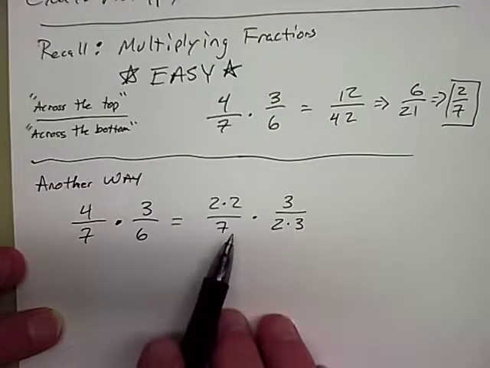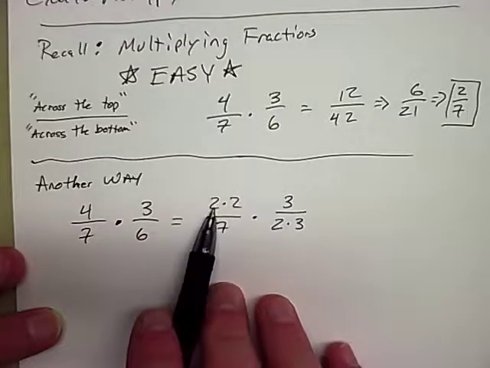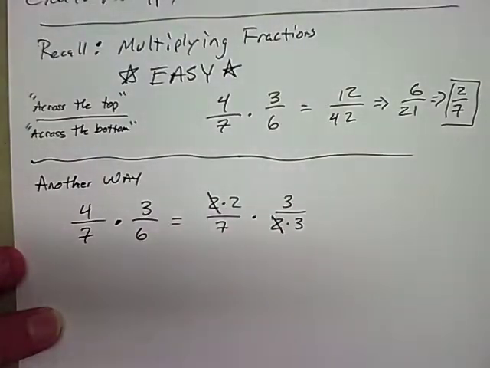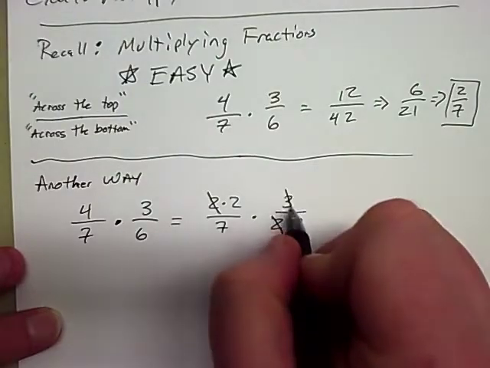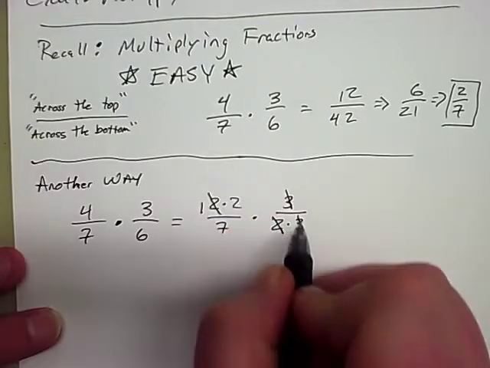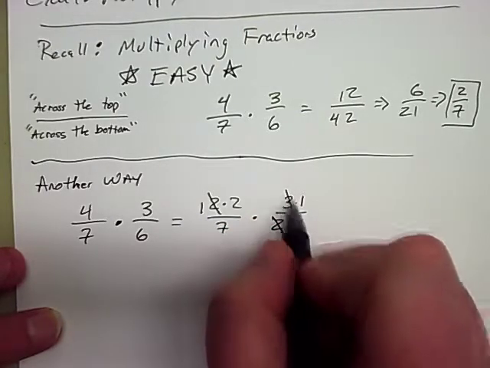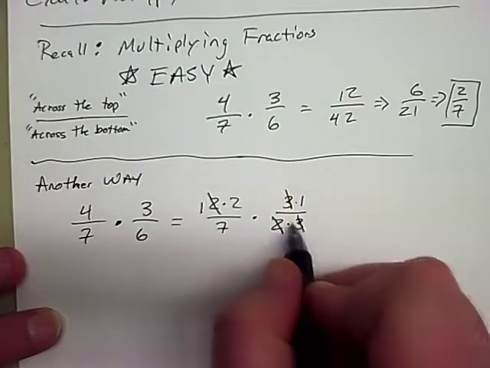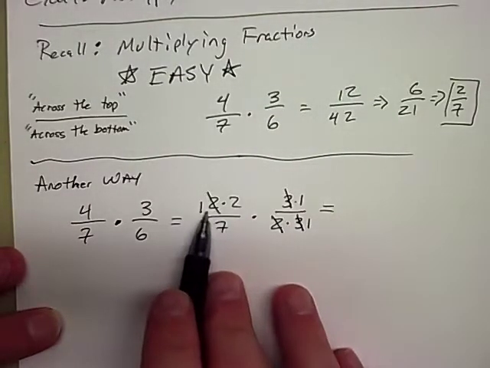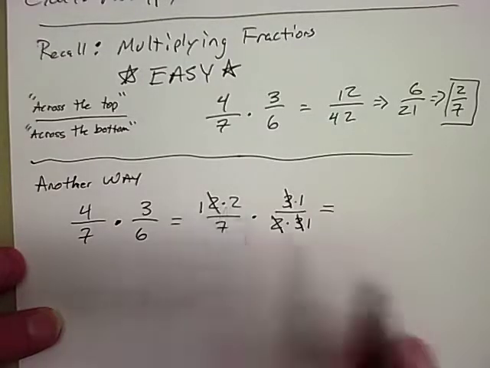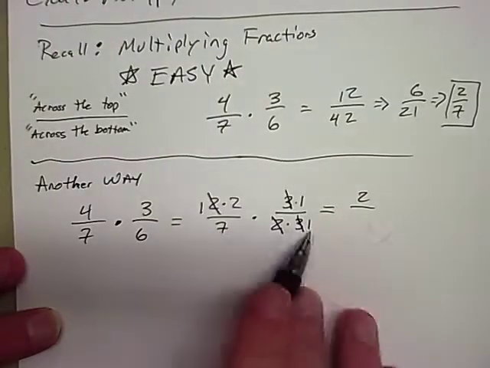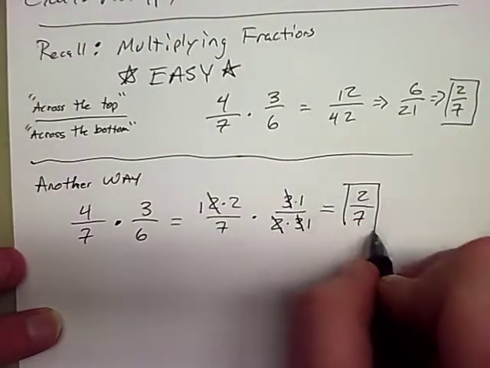And now if I take a look here, I know that the 2 in the top is going to cancel with this 2 in the bottom. So this 2 and this 2 cancel. The 3 up here and this 3 are going to cancel. And remember, they cancel down to just 1. So here's just a 1 here. Instead of a 3, now it's a 1. Instead of the 2 and the 3 here, it's just a 1. And if I multiply, what I have left over is a 1, right? So 1 times 2, again, 2. 2 times 1 is 2. And 7 times 1 is 7.